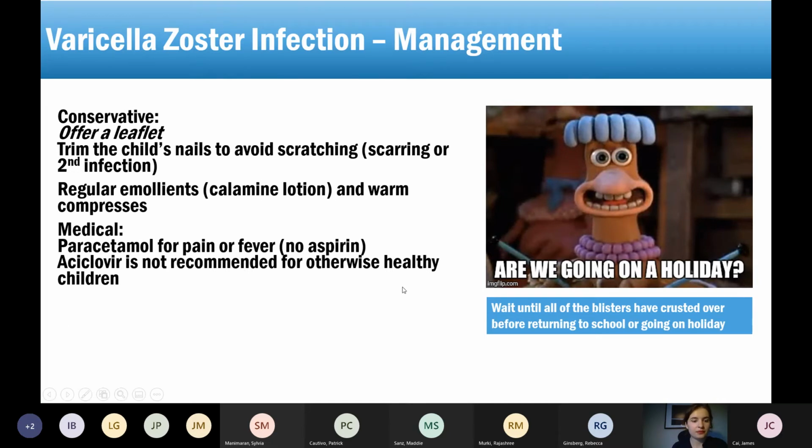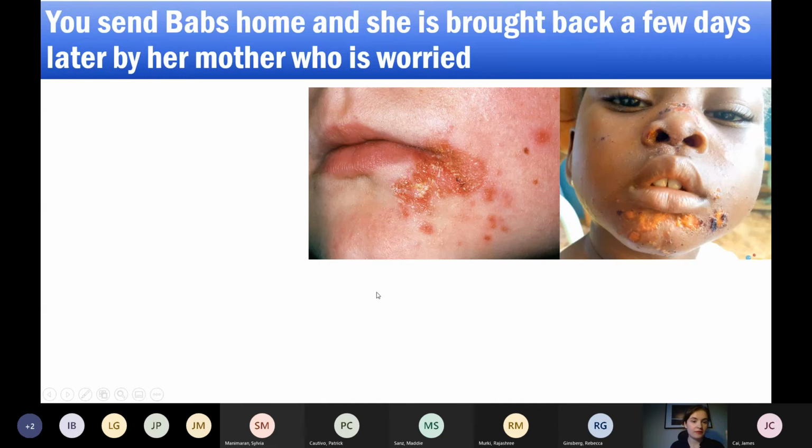Cool. So Babs is living her best life. She's gone off to her summer camp, and halfway through summer camp, the lesions have gotten a bit worse, and so her mum's brought her back in. This is the appearance of her lesions now. Have a little think about what you might think is going on, and then have a go at naming the rash.